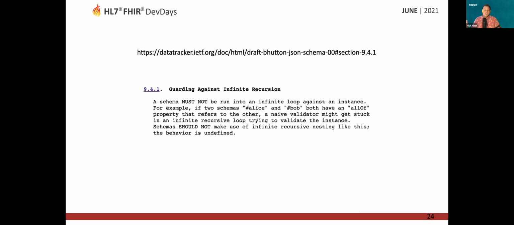The JSON schema specs say that your schema must not run into an infinite loop. And that's not necessarily true of the FHIR JSON schema. So that might be something to submit to Jira. But, you know, we got past that. We just said, okay, an extension can only go deep one time.